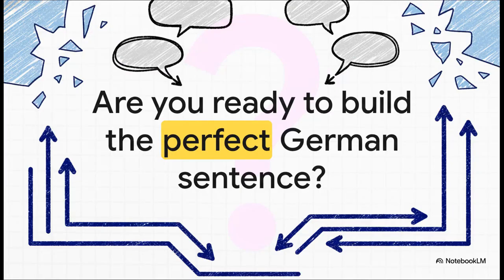So that myth, the one about the verb always being in position 2, it's officially busted. You now have the complete blueprint, a clear, logical system, not just one simple incomplete rule. So the only question left is, what are you going to say first?